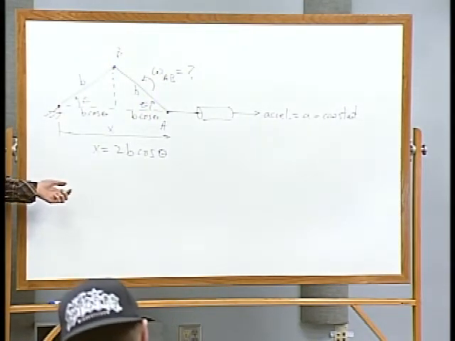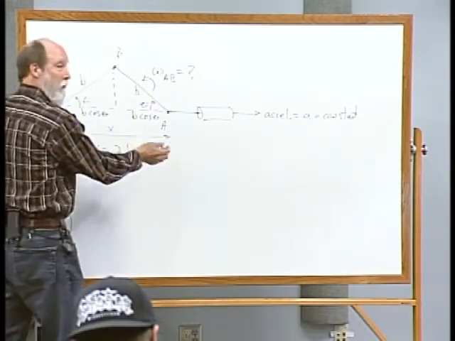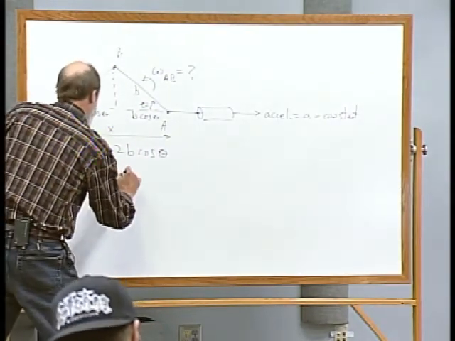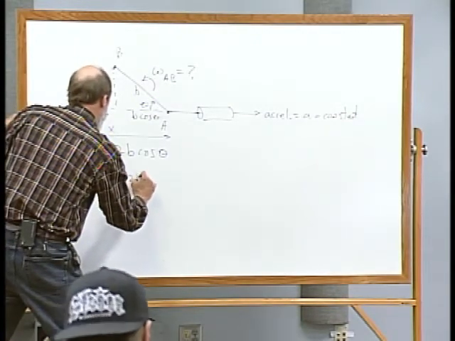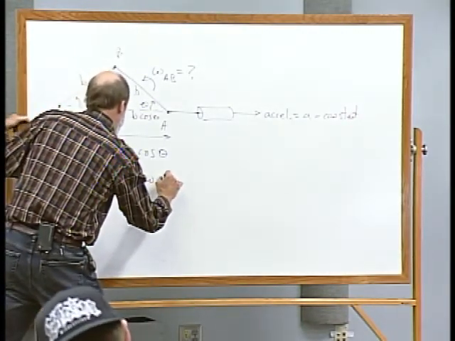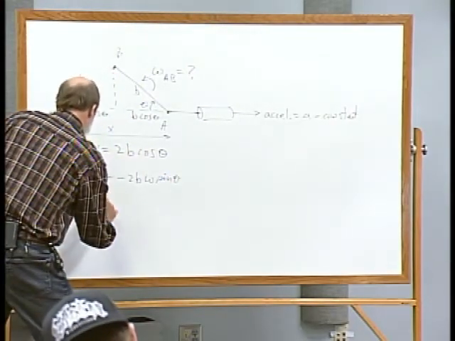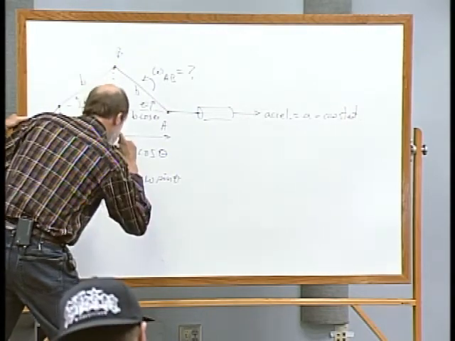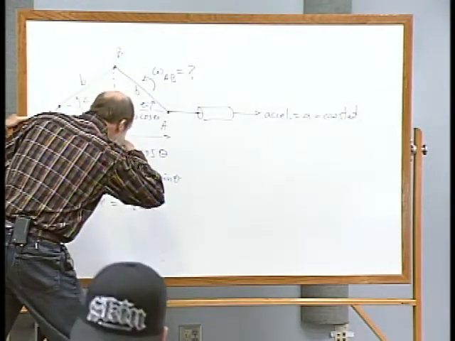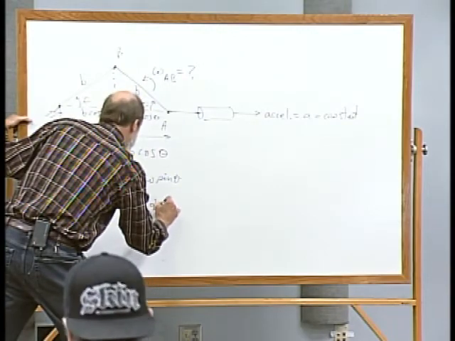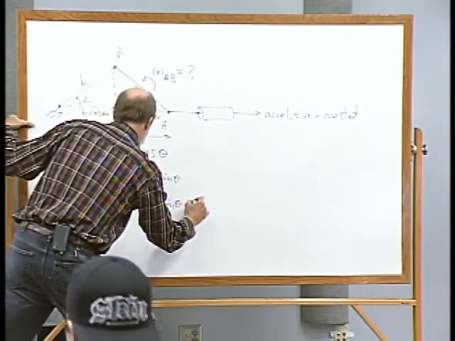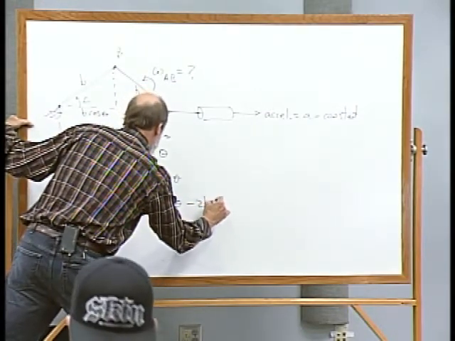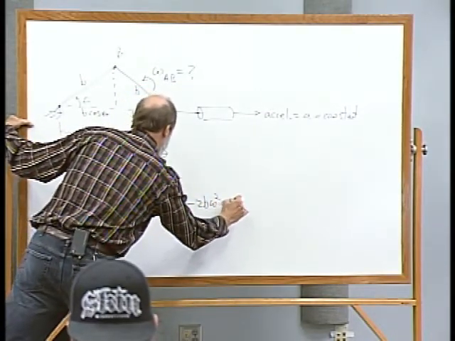Feel good? Okay. So we start taking derivatives here, and we get that x dot is minus 2b omega sine theta, and then x double dot equals minus 2b alpha sine theta, minus 2b omega squared cosine theta.